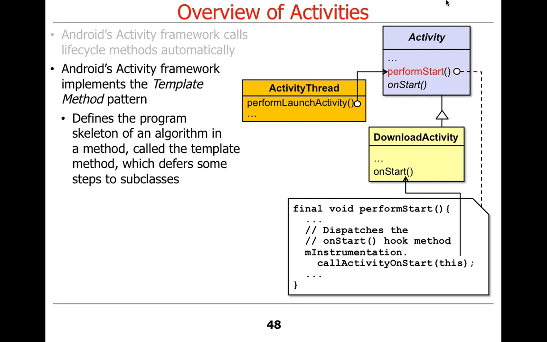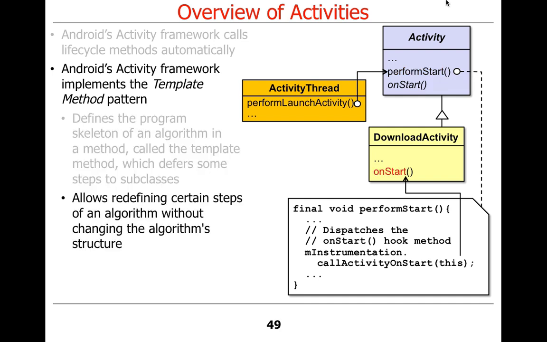And the performStart method, if we look down here, you can see that it basically goes ahead and does some stuff, and then it calls call activity on start. And that method turns around and actually calls the hook method, or the so-called primitive method in the template method nomenclature. And that's where you put your behavior that you want to override. So there are certain things that always get done, certain initialization and context setting behavior done by the template method, and then it calls out to your hook method or your primitive operation.